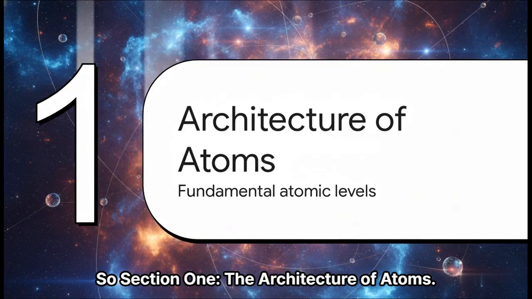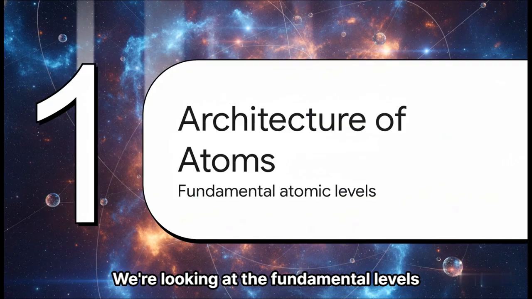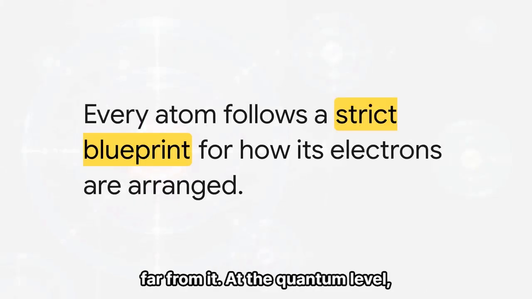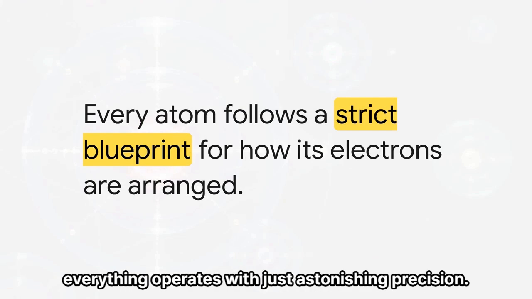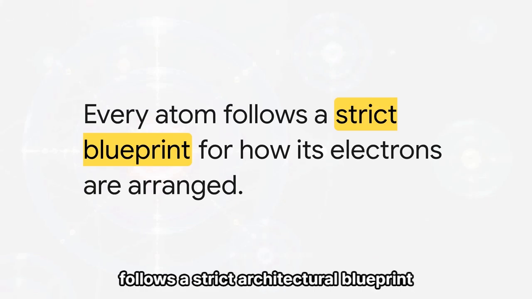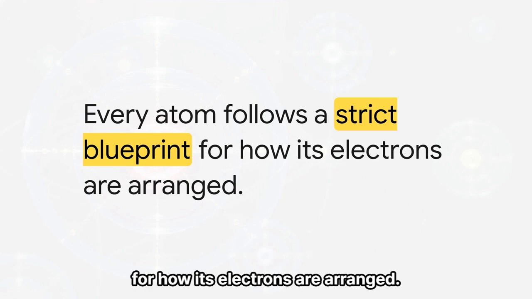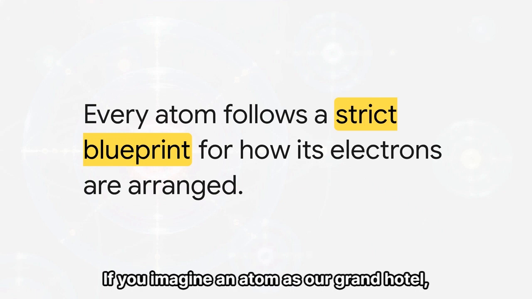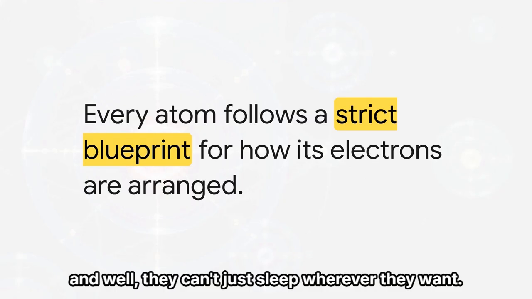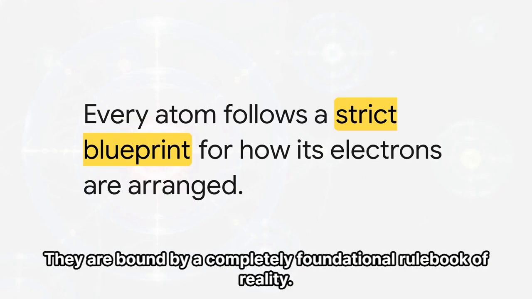So, Section 1, the architecture of atoms. We're looking at the fundamental levels of atomic structure. Nature isn't random. Far from it. At the quantum level, everything operates with just astonishing precision. Literally, every atom in the universe follows a strict architectural blueprint for how its electrons are arranged. If you imagine an atom as our grand hotel, the electrons are our guests, and, well, they can't just sleep wherever they want. They are bound by a completely foundational rulebook of reality.